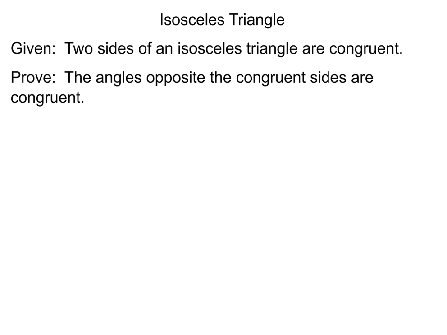So the first thing we're going to talk about is isosceles triangles. Now, an isosceles triangle, what we know about it so far is that it has two congruent sides. What we want to know about it is if the angles that are opposite these congruent sides are also congruent.